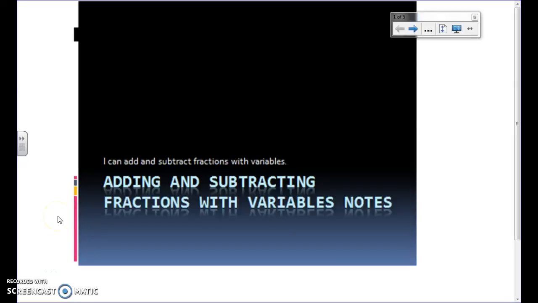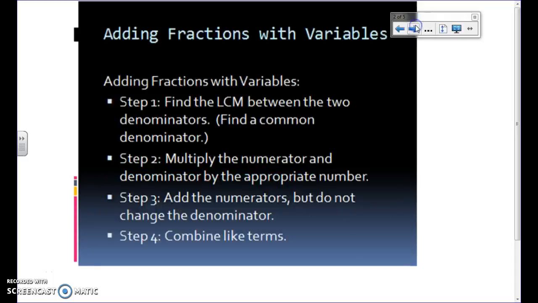Alright, this is Mr. Gillum, and today we're going to learn how to add and subtract fractions, but there's also going to be variables involved. And so when we look at these adding fractions with variables, it's very similar to adding fractions without variables.